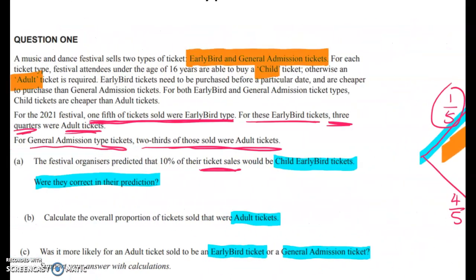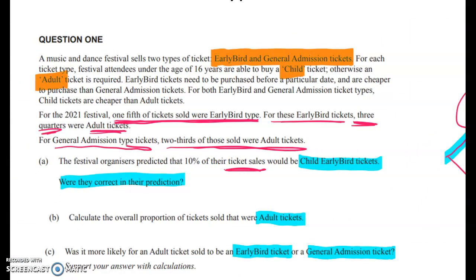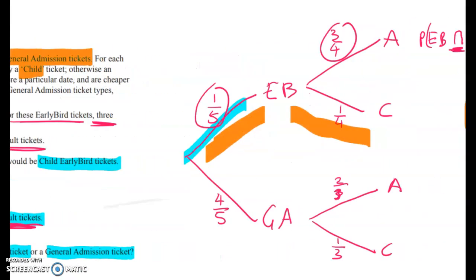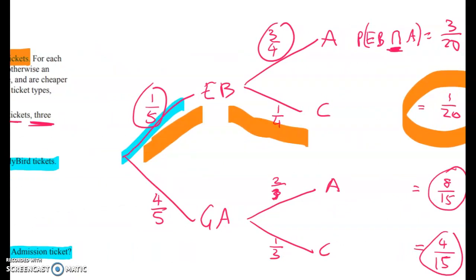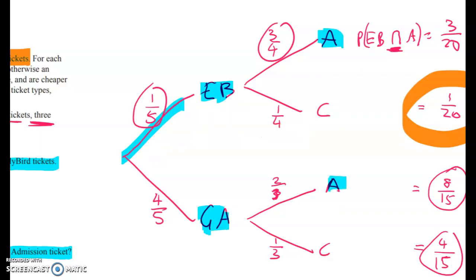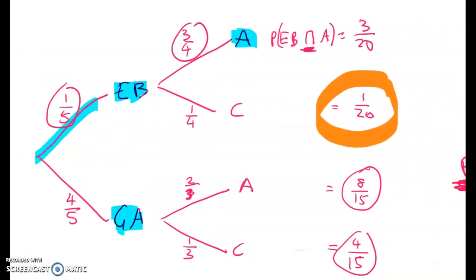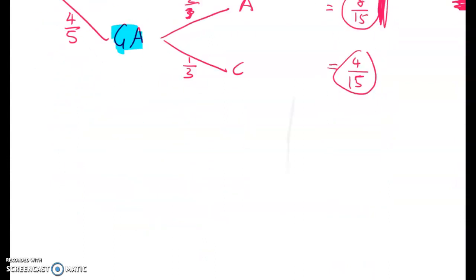Okay, what's next? Right, calculate the overall proportion of tickets sold that were adult tickets. So there are 2 ways that you can have an adult ticket. You can have an early bird and adult ticket, or you can have a general admission and adult ticket. Right, I'll just clean this up a wee bit. So we just have to add those 2 probabilities together. And you can see that it is worth just getting the probabilities in an example like this done to start with, because all we have to do now is take this one, and we're going to add them together.